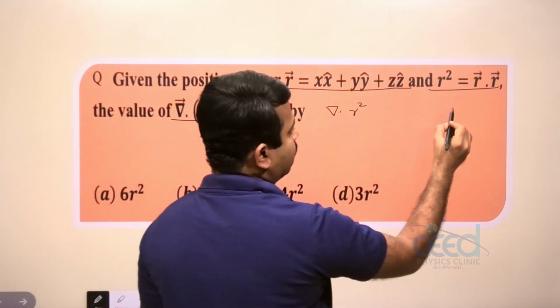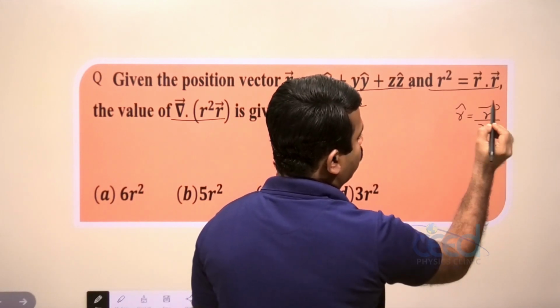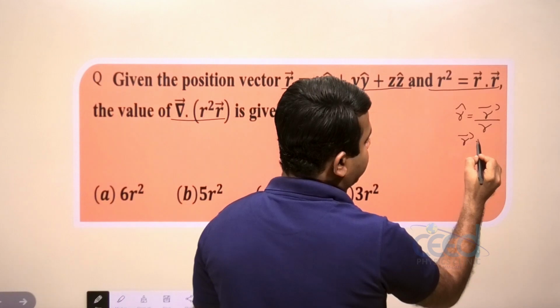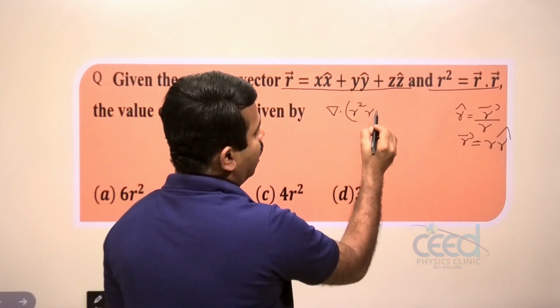What is the r vector? A unit vector is equal to that vector divided by its modulus. Then the r vector I can write as r cap. Can I write r cap?